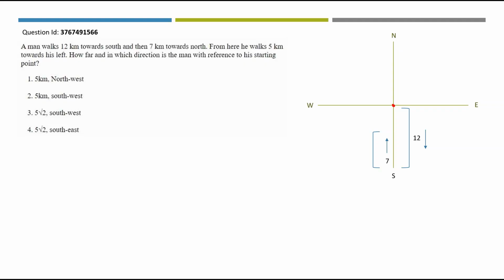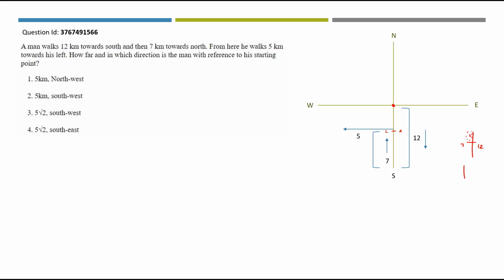From this part, he is actually walking 5 kilometers towards his left. From here, this is right and this is left. So he has to move towards the west direction. He is moving for 5 kilometers. Now they are asking how far and in which direction is the man with reference to his starting point. So if you take 12 here and he has walked again for 7 in the north, what is the remaining distance here? It is 5.